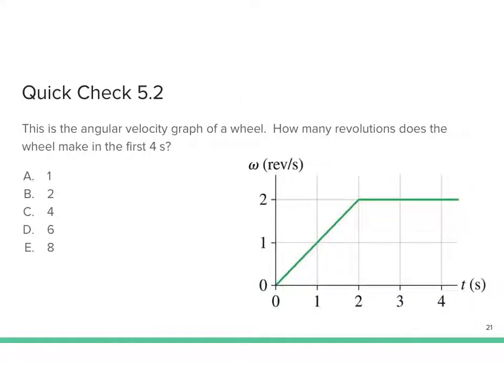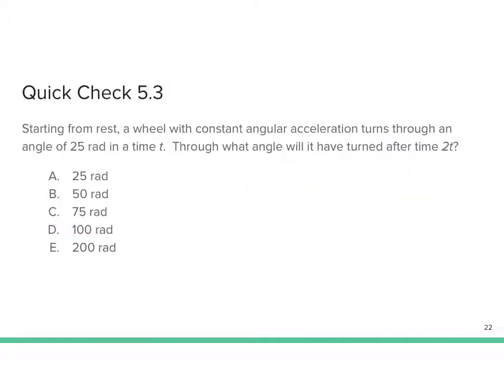All right, we got a quick check here. This is an angular velocity graph. How many revolutions does the wheel make in the first 4 seconds? Well, if this is velocity versus time, I'm technically looking for displacement. So I'm going to chunk this graph up. This is 1/2 times 2 times 2, so this is 2 right here. This is 4 right here. And what's my unit? Well, this is revolutions per second times a second. So my answer is revolutions. So my answer is 6 revolutions in the first 4 seconds.